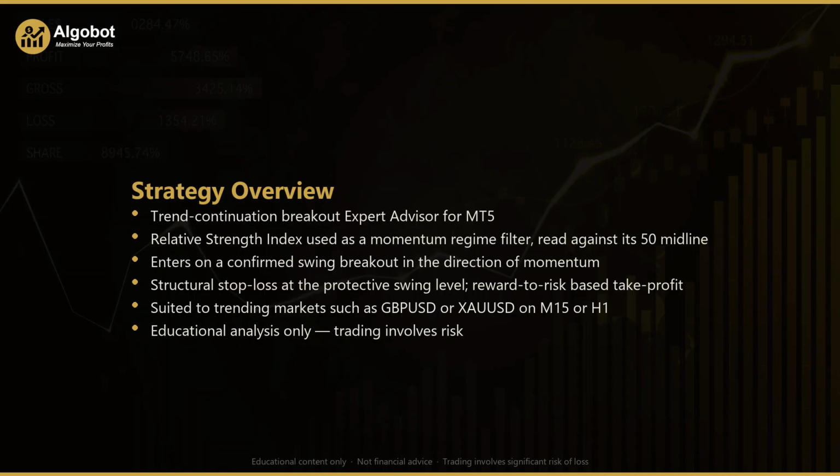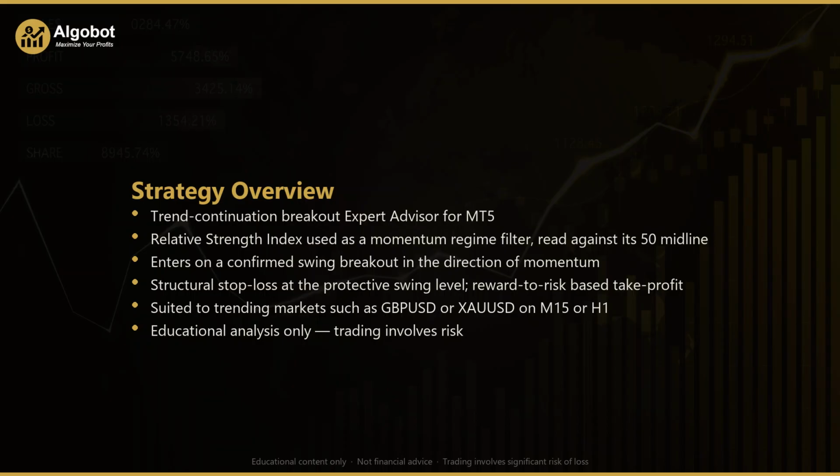The second ingredient is pure price structure in the form of swing highs and swing lows. A swing high is simply a peak that stands above the bars on either side of it, and a swing low is the mirror image, a trough that sits below its neighbors. These are the levels the market itself has defended, so the strategy treats them as live support and resistance.